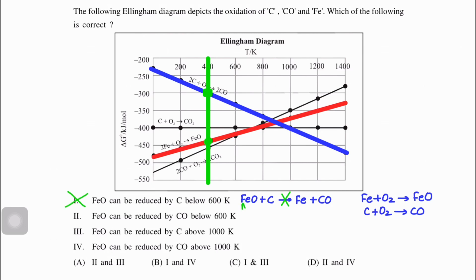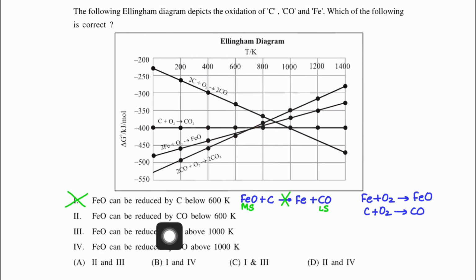So FeO is more stable and carbon monoxide is less stable at a temperature below 600 Kelvin. And how have we got this? With the value of delta G naught. The more negative the value of delta G naught, the more is the stability. So let's check the another one. Let's try the second option now. FeO can be reduced by CO below 600 Kelvin. So which reaction is it talking about? FeO can be reduced by CO, so FeO plus CO forming Fe plus CO2.